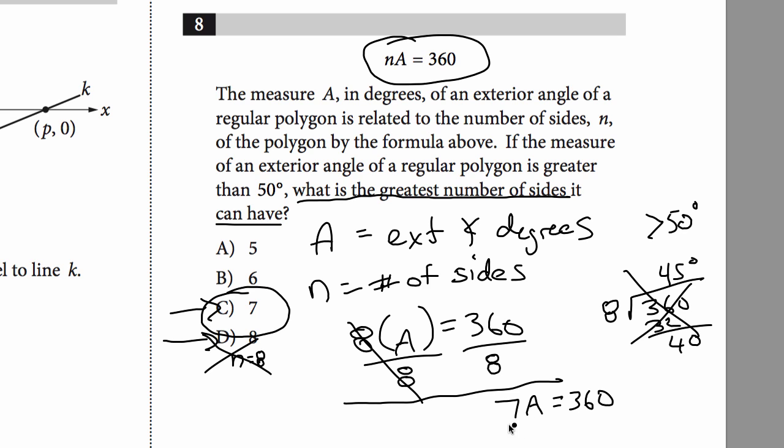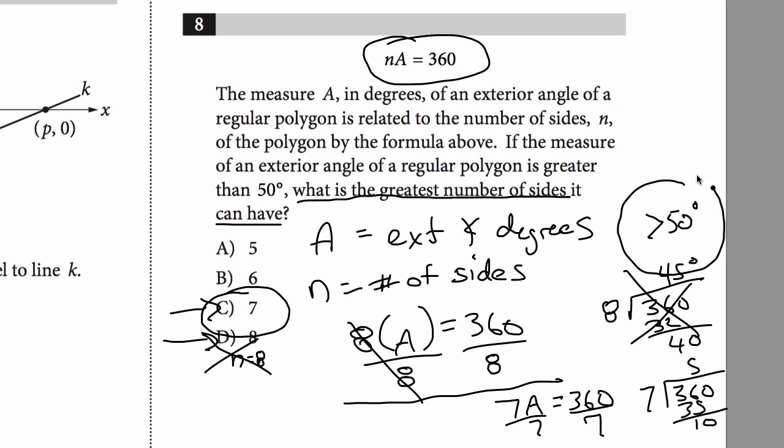And if you did it out, just to show you, if you don't believe me, I know this is taking up a little more time, but 7 into 36, we can do 5 times, 35, you're left over with 10. So it's going to be 50 something. So this is okay because we're greater than 50 degrees. So C is your answer. I hope that made sense.